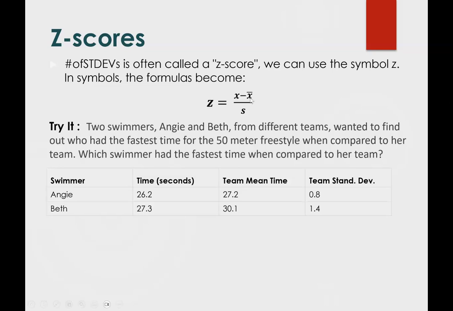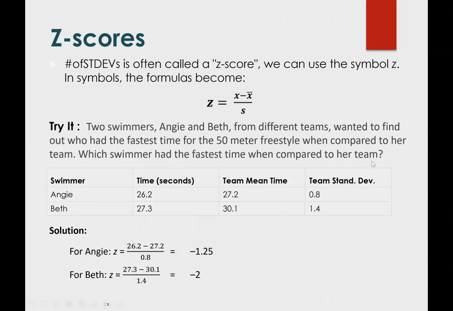So use the z-score formula, plug in the data given in the table. We have Angie had a time of 26.2. The mean time was 27.2. Standard deviation 0.8. Beth 27.3. Team mean time was 30.1. Standard deviation 1.4 for that one, so a lot bigger there. So pause the video and take a moment to work out the details on that. Okay, and I'm going to reveal the answer now.